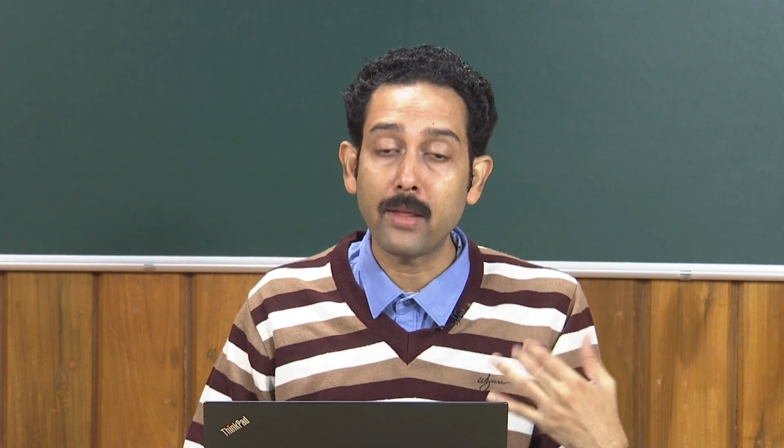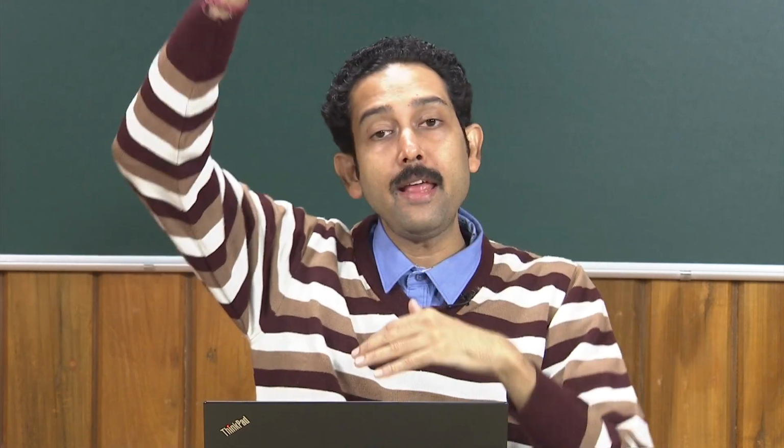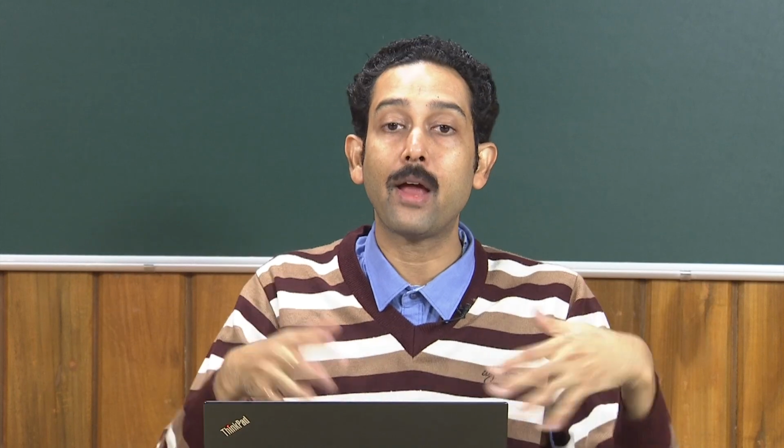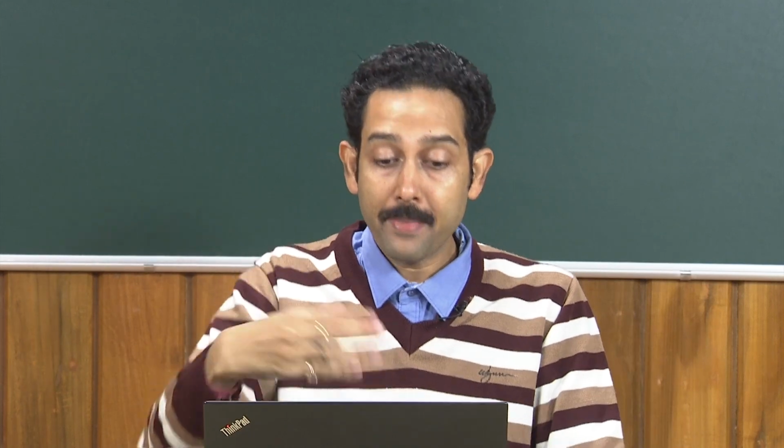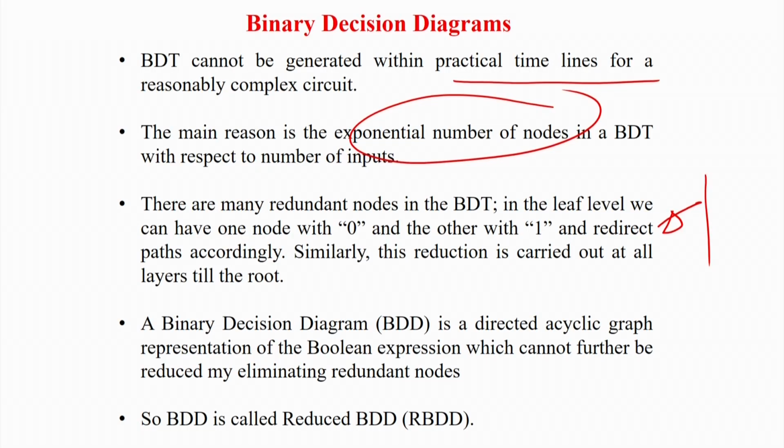Now, people have found out that not only in the leaf node, in the non-leaf nodes also there are a lot of redundancies, and we have to try to eliminate them. That is basically what is called a binary decision diagram. So, this 0 and 1 can be redirected accordingly. Similarly, this reduction is carried out at all layers till the root. That is what binary decision diagrams are. You reduce the leaf node, done. If you find similar types of redundancies, you go to the top and keep on doing it. We will take examples and find.